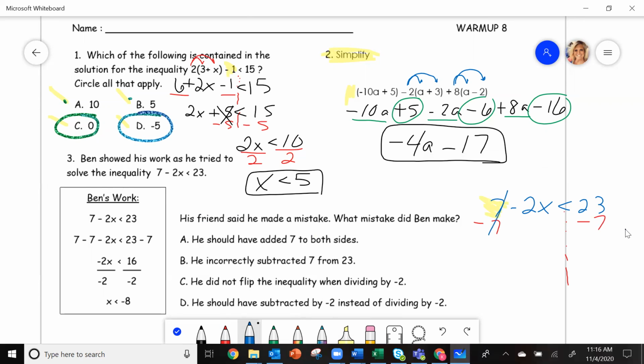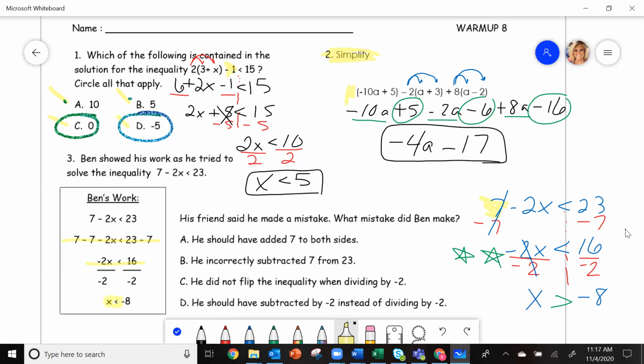So now these cancel and I get negative 2x is less than 23 minus 7, which is 16. Okay, so let's see. Subtracted 7. Got that answer, yes. Now you need to divide by negative 2. Ding, ding, ding! This is the one thing that when you are dealing with inequalities, it's different than equations. When you divide by a negative, you must flip the sign. So it becomes x, because these make 1, is greater than negative 8.